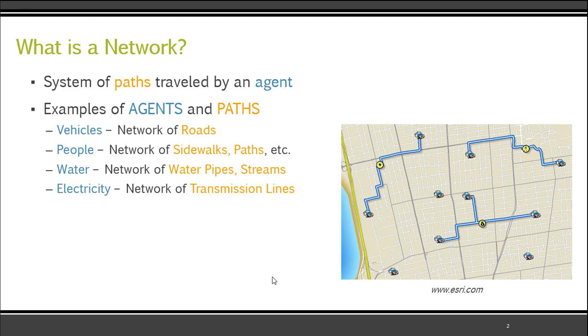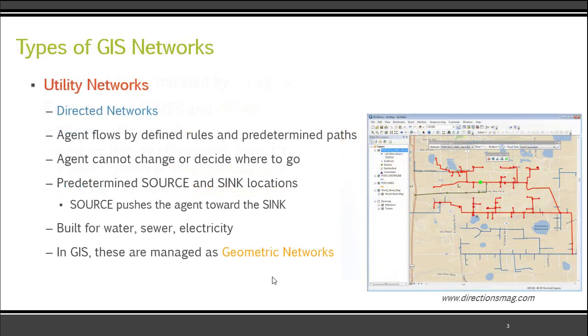So an agent might be a vehicle that travels along a path of roads, a network of roads. Agents can also be people moving over sidewalks, paths, roads as well. Water can be an agent, moving through a network of water pipes and streams. Electricity can also be an agent, working over a pathway of transmission lines. And we're going to talk about how those top two that operate off of roads, paths, and sidewalks are different than those that operate off of water pipes, streams, and transmission lines.